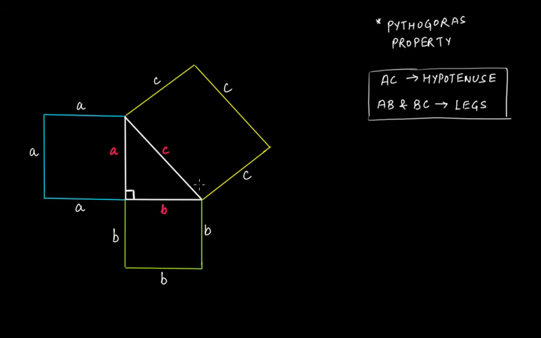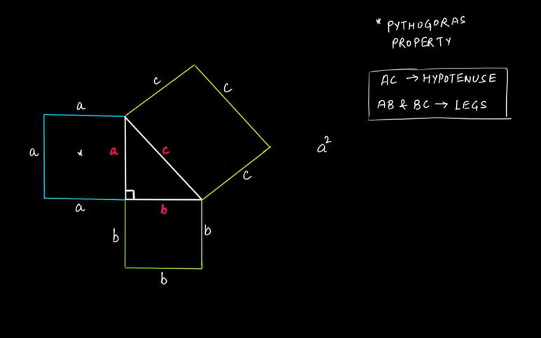A square on the hypotenuse of length C, a square on this side with length B, and a square on this side with length A. According to Pythagoras property, what would be the area of this square that has been drawn on this side A? The area of this square will be A square, right? Since we know that area of a square is side times side, side multiplied with side. So A times A is A square.